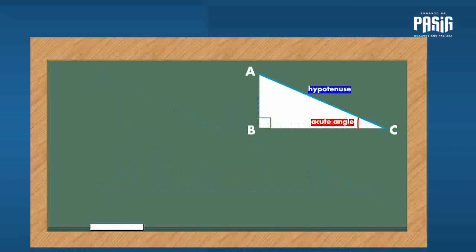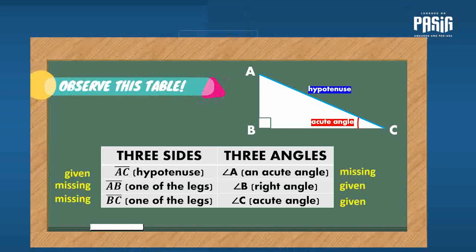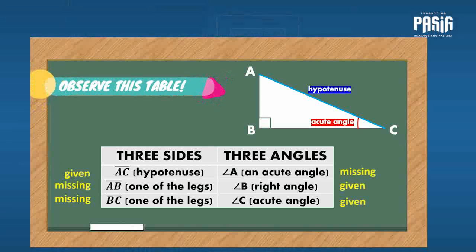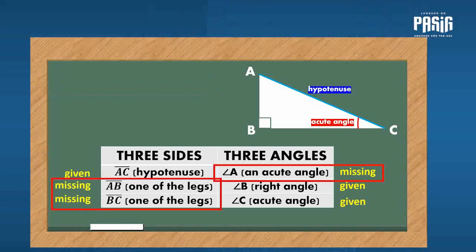To know the missing parts, let us put all of its parts in a table, showing the 3 sides and the 3 angles. By looking at the table, the missing parts are the 2 legs of the right triangle and its one acute angle. Let us now proceed to the examples.